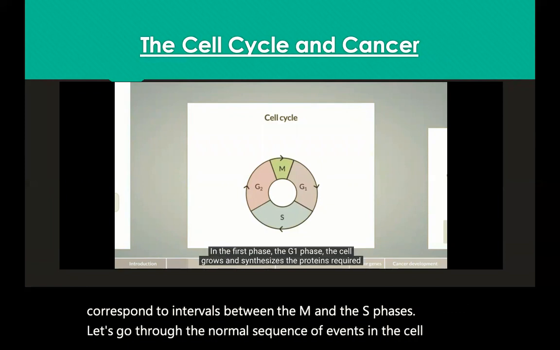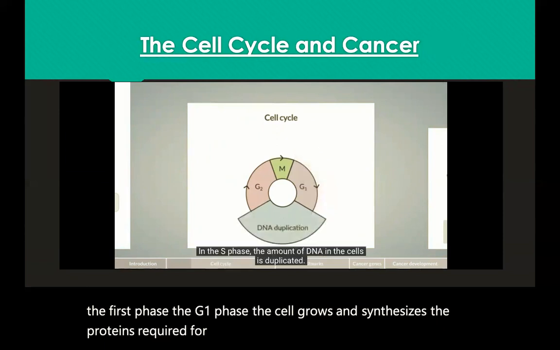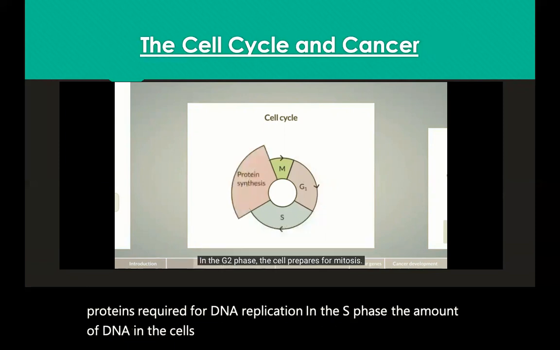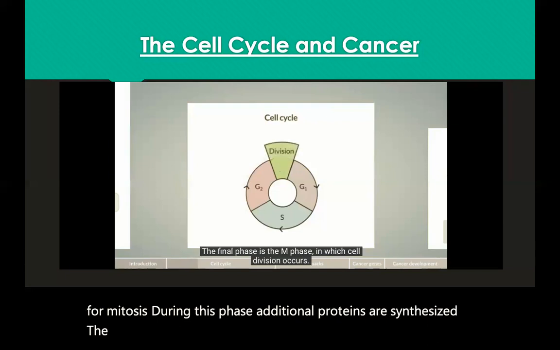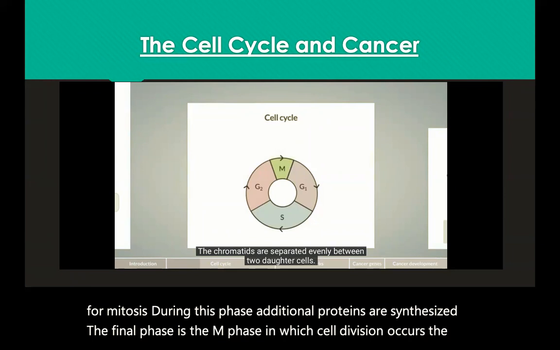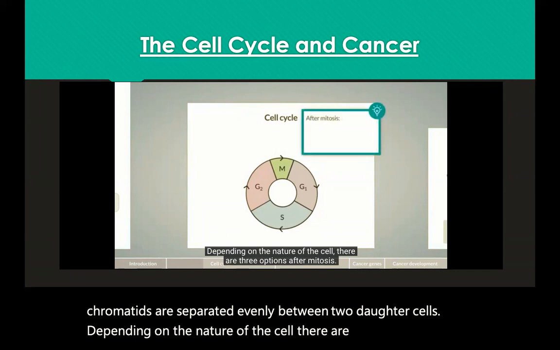In the first phase, the G1 phase, the cell grows and synthesizes the proteins required for DNA replication. In the S phase, the amount of DNA in the cells is duplicated. In the G2 phase, the cell prepares for mitosis. During this phase, additional proteins are synthesized. The final phase is the M phase, in which cell division occurs. The chromatids are separated evenly between 2 daughter cells. Depending on the nature of the cell, there are 3 options after mitosis.